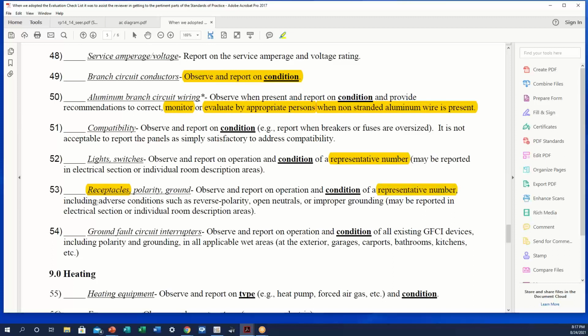Okay, condition of a representative number again. Representative number including adverse conditions such as reverse polarity. Okay, we have a separate section that says outlets were checked and there's no reverse polarity. That's what we say. Open neutrals, improper grounding. Okay, but we have a section that says we found no reverse polarity at the time of the inspection. We just put that on there now because we're just tired of writing it.